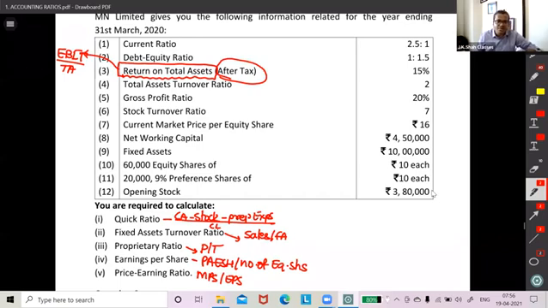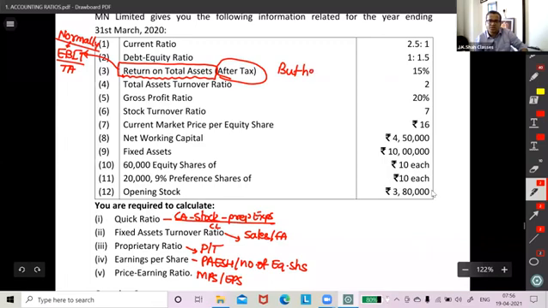You're getting my point? Okay. See, if the question says nothing, we will go with EBIT upon total assets. Normally, this is a ratio. But here, we will not take EBIT, we will say NPAT. Why? Because the question tells us to take after tax. So NPAT upon total assets. Okay, fine.